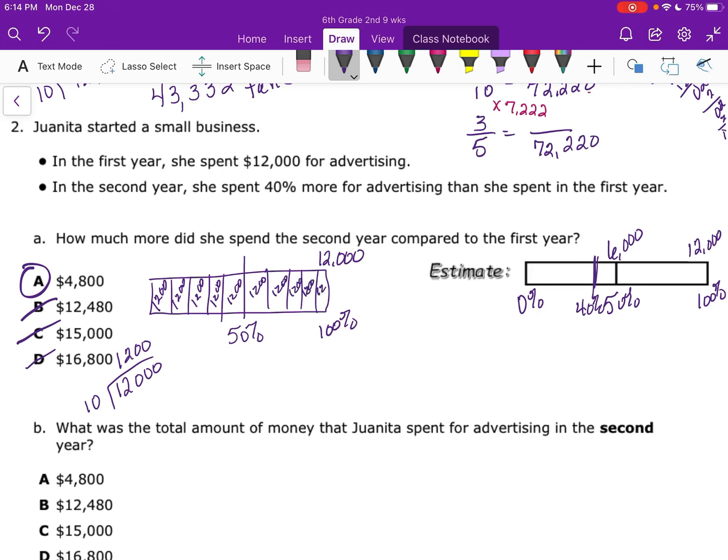But how much did she increase it? Did she increase it 100% or 40%? That's right, 40%. So 10, 20, 30, 40. So there's our 40%, which is 1,200 times 4, 4,800. And then if we did our percent, it would be how much more to the original. So it's 40% more. And then our original amount was 12,000.